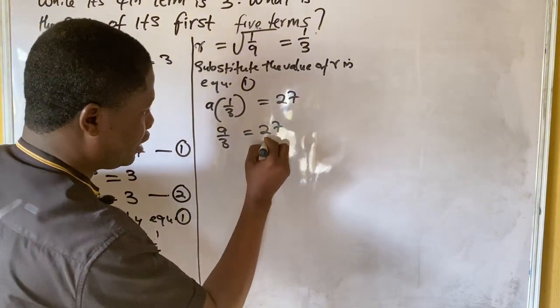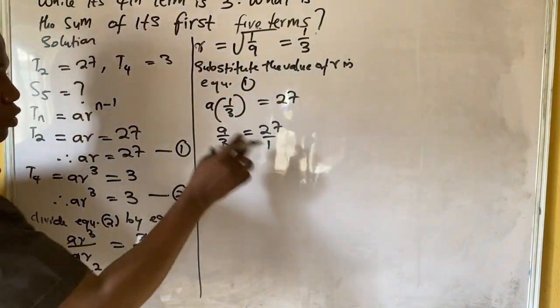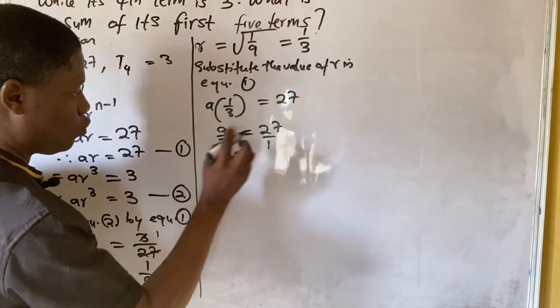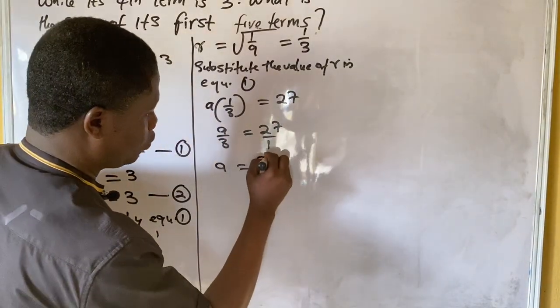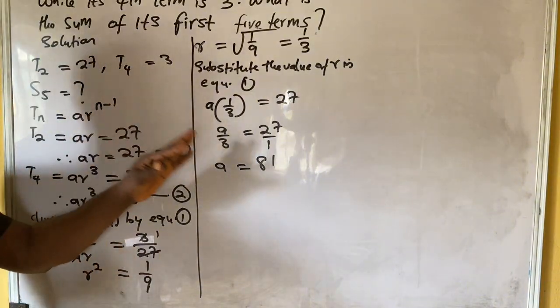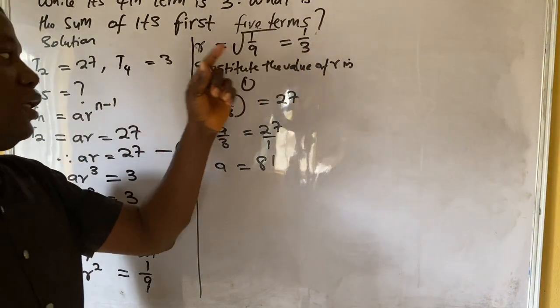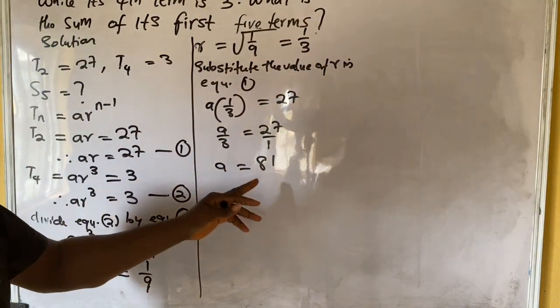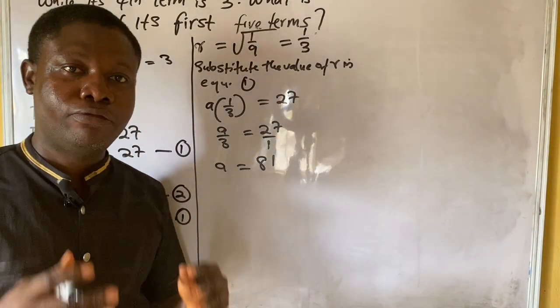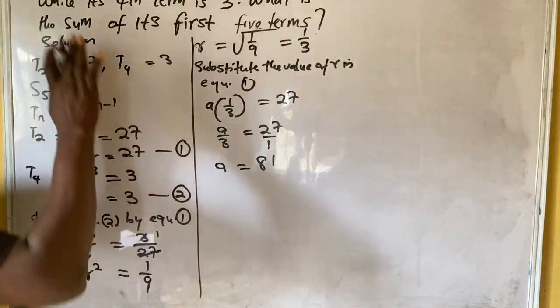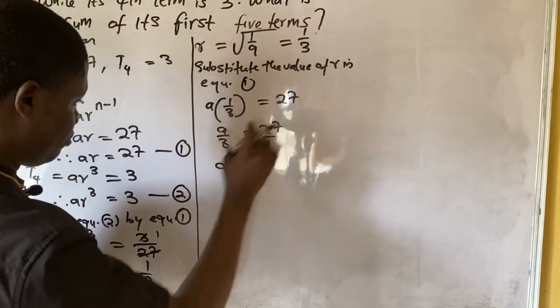So this is the same as 27 over 1. So cross multiply. A times 1 will give us A, which is equal to 3 times 27, which is 81. So our common ratio is 1 over 3, and our first term is 81.